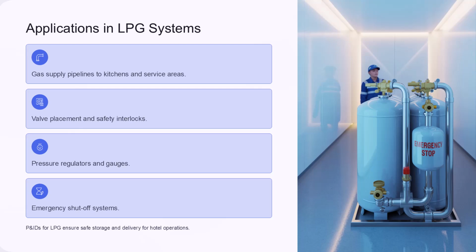They include valve placement and safety interlocks for protection. Pressure regulators and gauges are represented for monitoring safe supply. Emergency shut-off systems are included for crisis response. These diagrams guarantee safe storage and delivery of LPG in hotels.